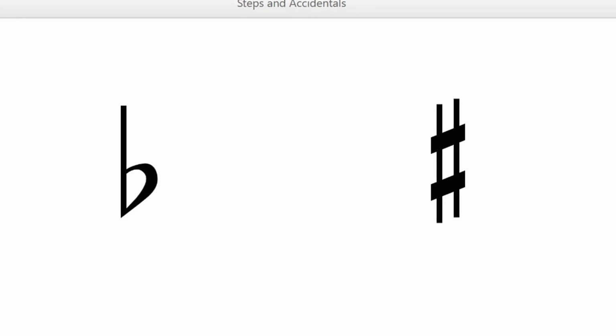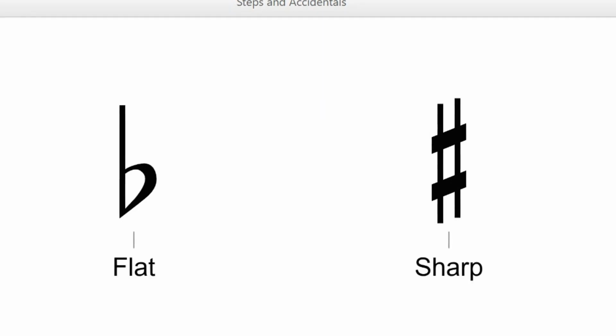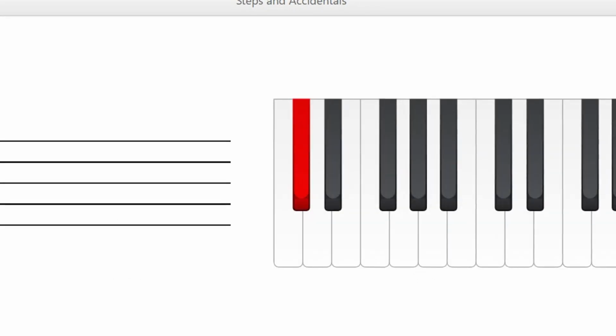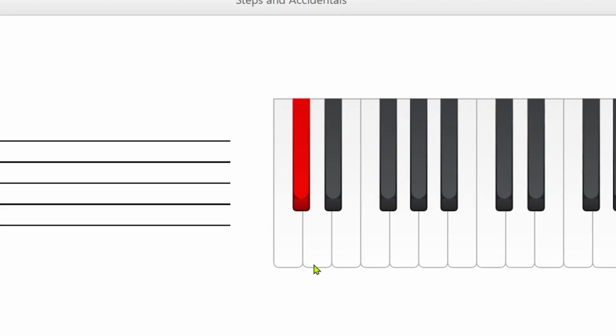Now, getting to accidentals, what is an accidental? An accidental is a sign used to raise or lower the pitch of a note. As you see on the left, that's considered a flat. Now, the one to the right is considered a sharp. The flat keys lower by a half step, while the sharp keys raise by a half step. That's an example.